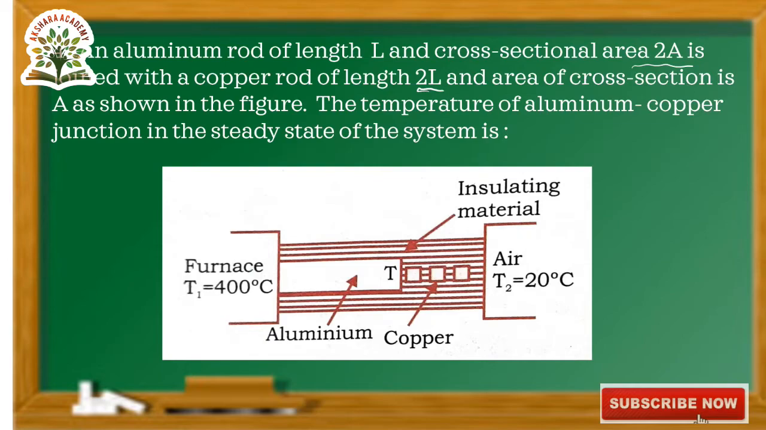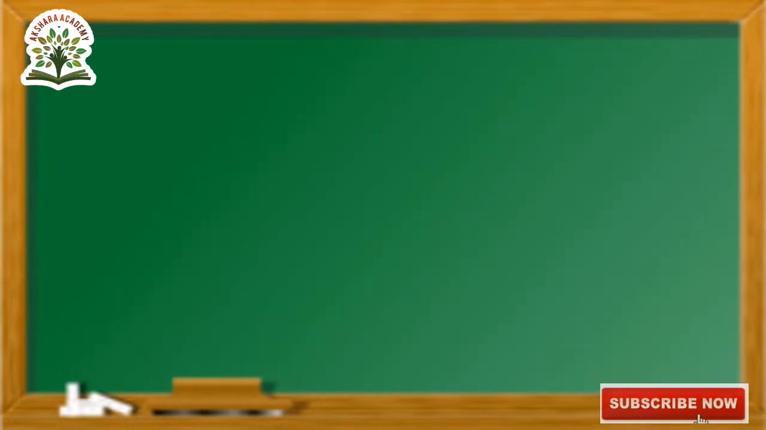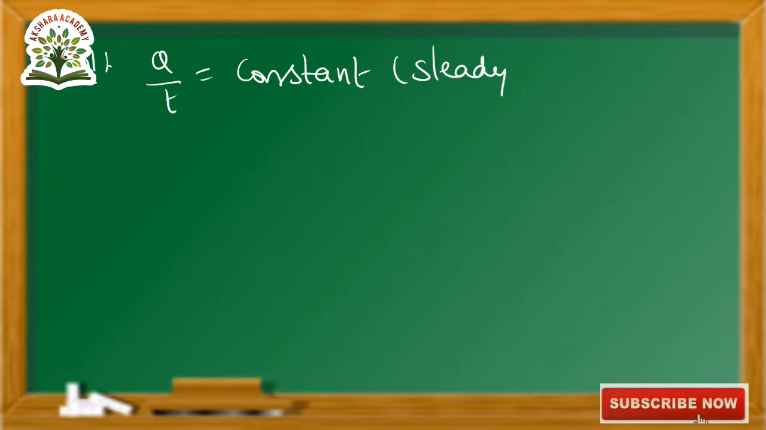This is the first one, T1 400 degrees centigrade is given, and here T2 20 degrees centigrade. This is insulating material. Now I will go to the solution. Q by T is equals to constant for steady currents. So for steady state, Q by T is equals to constant.